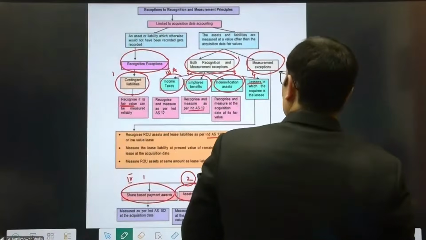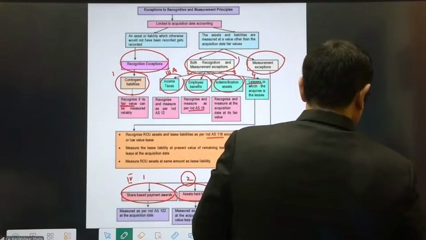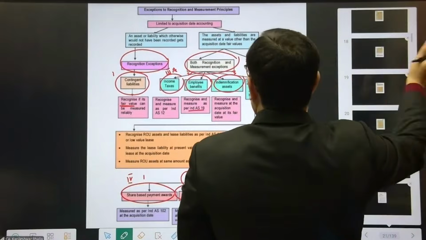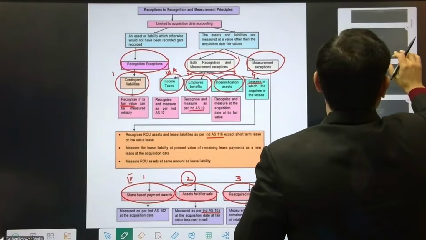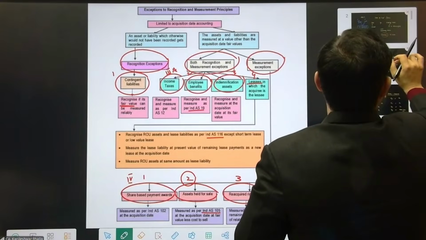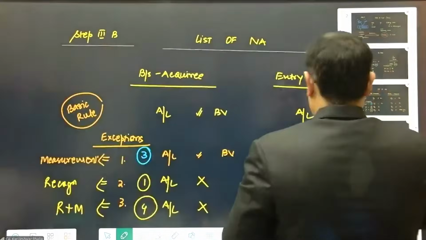So what I'm going to do, I will just come back on the agenda. I'll come back on the chart and fit it out there. Then we'll start discussing these exceptions. Let me just put them at the right place.